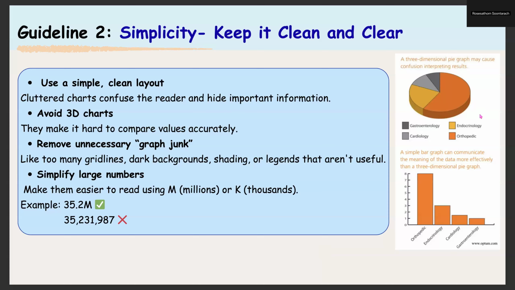So this shows a 3D pie graph. This may cause confusion in interpreting results. But if you change from this type to a bar graph, you can communicate the meaning of the data more effectively than with a 3D pie graph.